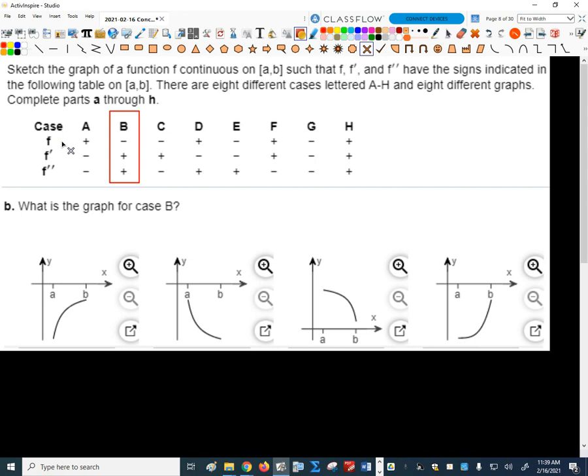Well, f is negative, right, on the interval from a to b. So it's got to be below the x-axis. So that guy right there gets crossed off, doesn't it? Okay. The first derivative is positive. So it's increasing. So that crosses off that guy, right? Everybody agree? And then finally, the second derivative is positive, which means it's concave up, which crosses out that guy. So our answer should be 4.